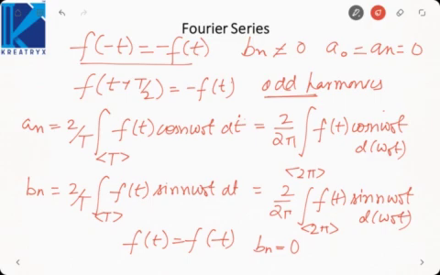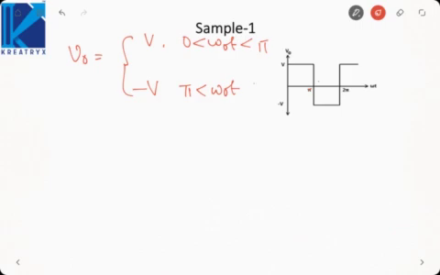Now let us look at a few of the Fourier series that we will commonly encounter in our power electronics study. Whenever I encounter these waveforms in future, I will directly use the results obtained in this lecture. So the first waveform is something like this, which remains at V from 0 to pi, so V0 is V from 0 to pi and minus V from pi to 2 pi.